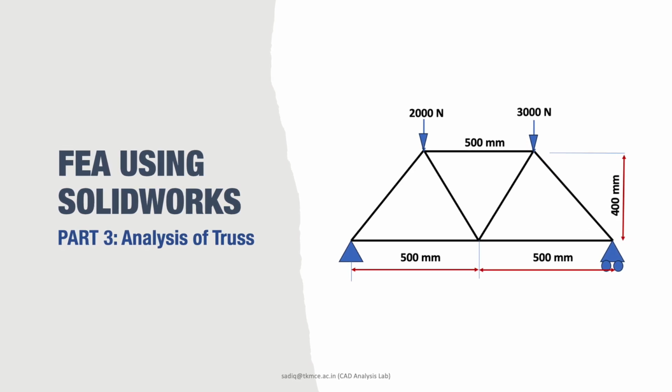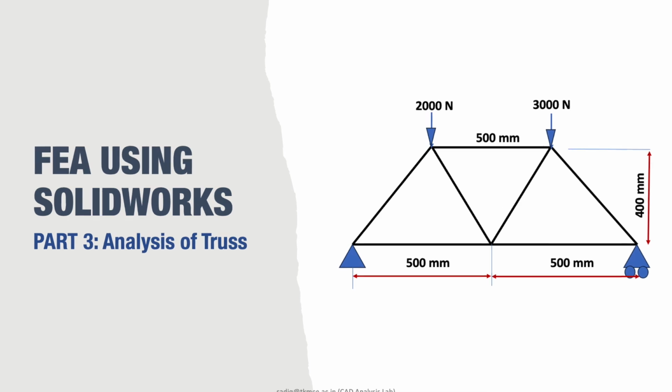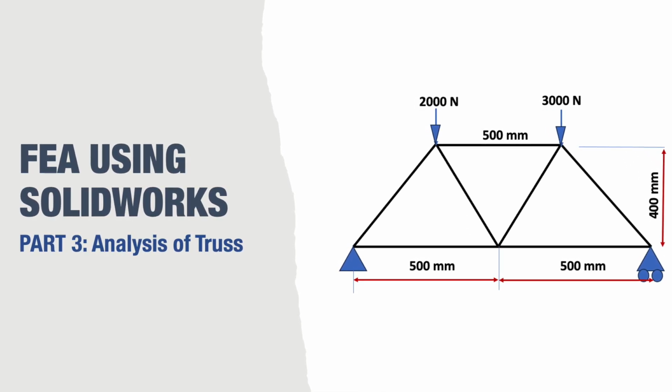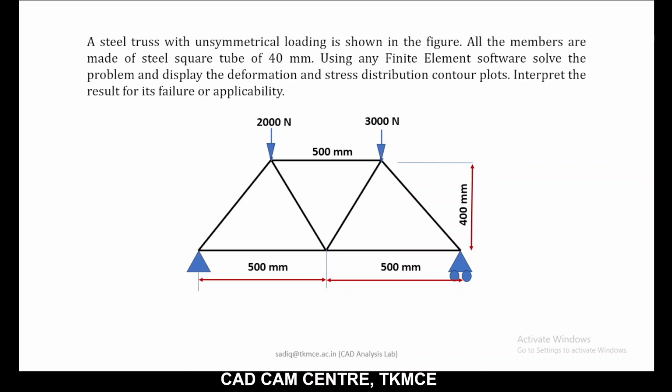Hello. In the previous part, we have seen analysis of cantilever beam using SolidWorks. Now let us see another example. Say we have a truss like this and it is expected to be modeled with 40 millimeter square tube. The load distribution is like this. How can we do this?